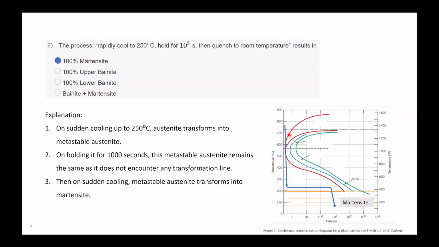And this will be your cooling curve. You rapidly cool to 250 degrees Celsius, then hold for 10 to the power 3 seconds. Up to this point, on sudden cooling to 250, your austenite transforms into metastable austenite, and on holding for 1000 seconds, this metastable austenite remains the same as it does not encounter any transformation line. Then on sudden cooling, your metastable austenite transforms into martensite. So there will be 100% martensite in this case.